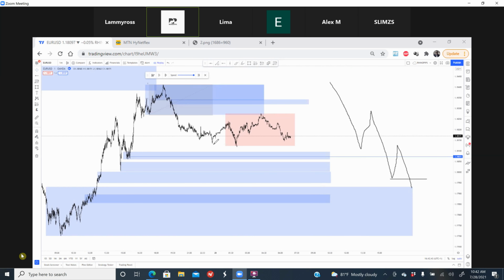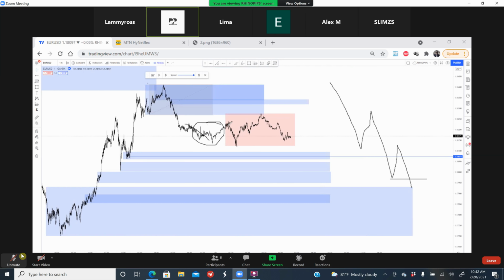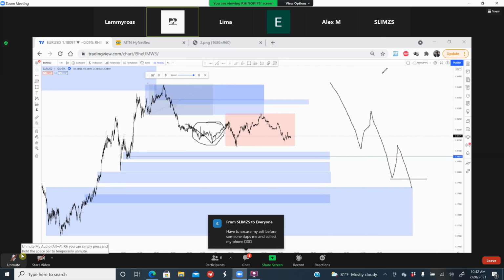What you need to see now is another micro structure. This might be your second time frame algo structure. Then this might now be your 1 minute structure.